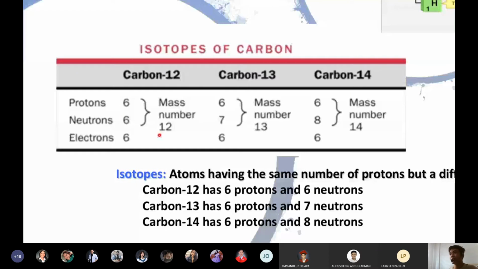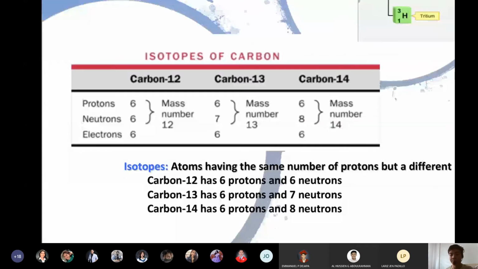So, itong 6 and 6 from protons and neutrons that correspond to a mass number of 12, di ba? Pero, there is another version of carbon in which the neutrons is 7, no? Hence, the mass number is changed as well. And another version which we use to carbon date our material to determine kung kailan siya nag-exist, carbon 14 yung gamit, no? So, nagbago yung neutrons niya from 6 to 8 and we have a mass number of 14.